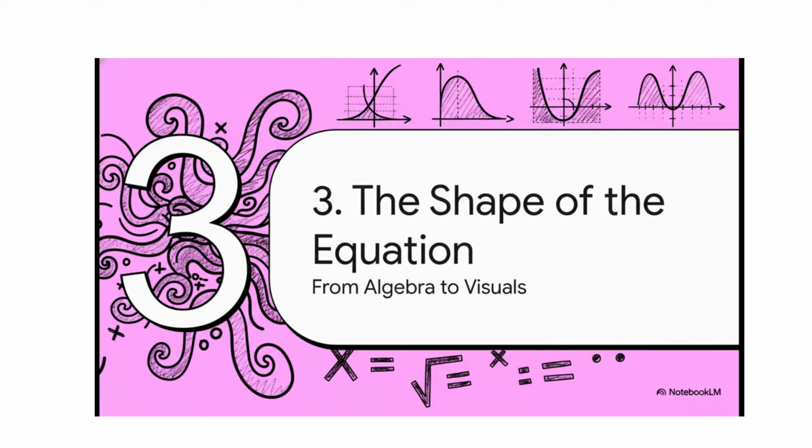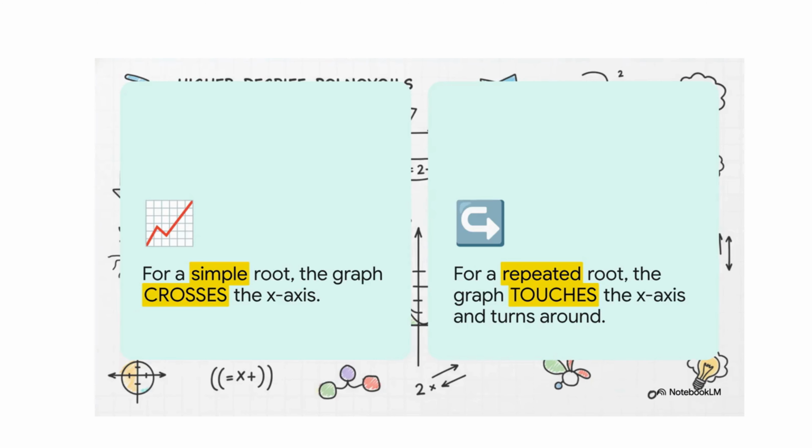So we figured out how to find the roots algebraically. But what do all these clues tell us about the actual shape of the graph? Let's connect the algebra to what we see visually. Okay, check this out. Not all roots behave the same way on the graph. If you have a simple root, one that just appears once, the graph will slice straight through the x-axis at that point. But if you have what's called a repeated root, say from a factor like x minus 2 squared, the graph does something different.